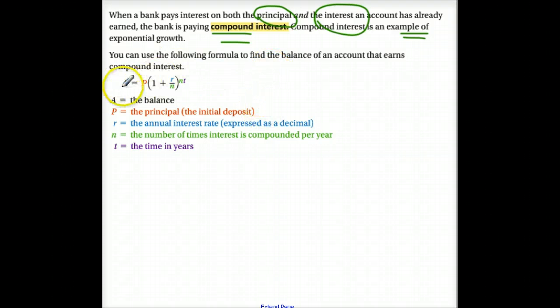So this formula for finding compound interest is this right here. A equals the balance of money, the total balance. How much do we need to pay? P is the principal. If I put $200 into my savings account, that's my principal. R equals the annual interest rate. Some people get like 7% interest or 4.5% interest. Okay, so you put that as a decimal.